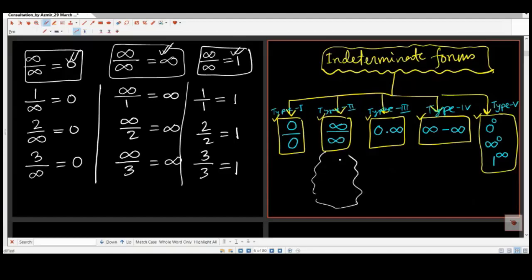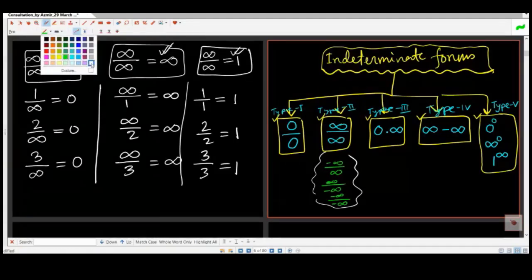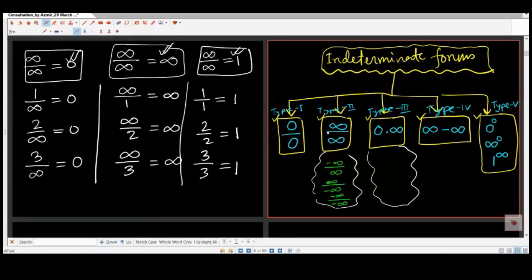Here I need to mention that for infinity over infinity, we can also think about some subcategories. It may be negative infinity over positive infinity, or positive infinity over negative infinity, or negative infinity over negative infinity. All these are infinity over infinity type. Similarly, for the third type, we may have infinity times 0, negative infinity times 0, 0 times negative infinity. All these are called 0 times infinity type.